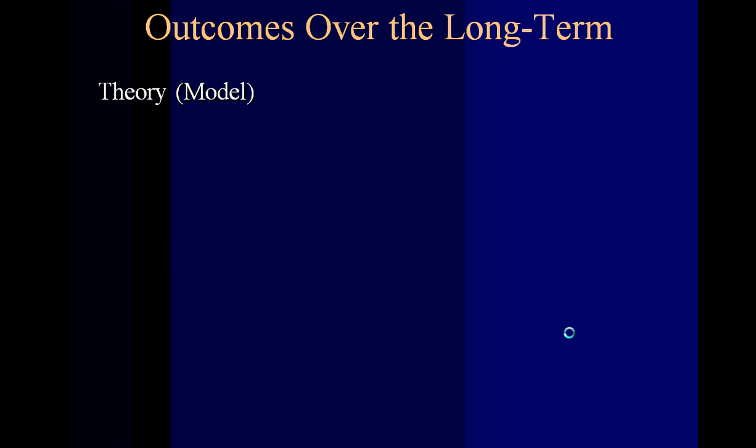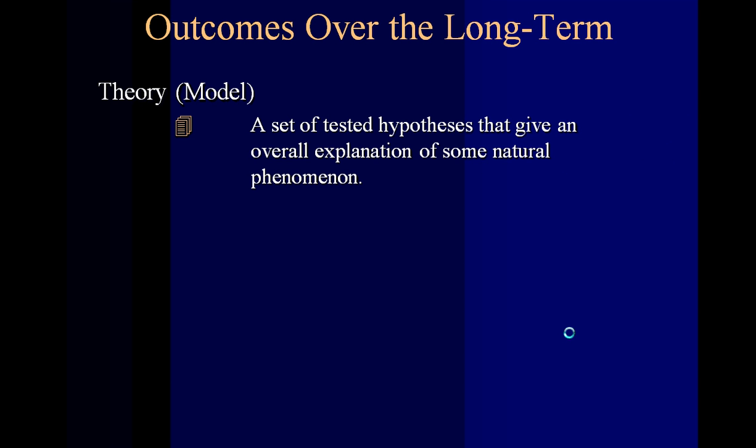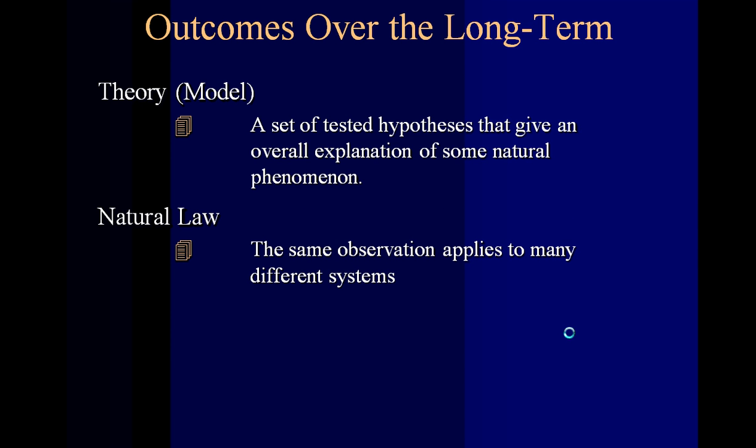Outcomes over the long term. There's a theory and a model, a set of tested hypotheses giving an overall explanation for some natural phenomenon. Natural law deals with the same observation, applies to many different systems. So when we talk about laws and theories, we'll talk more about that.